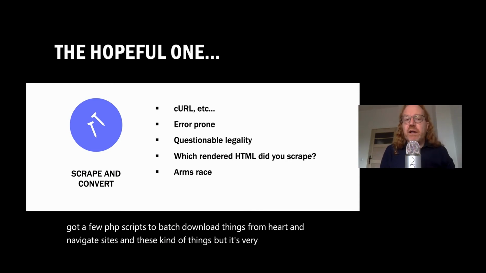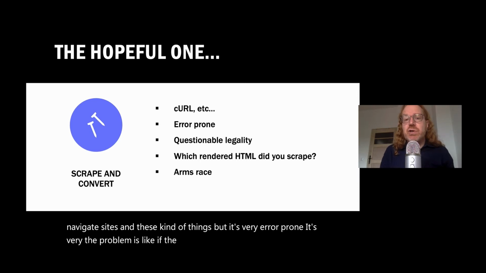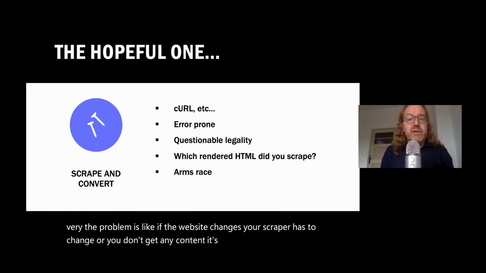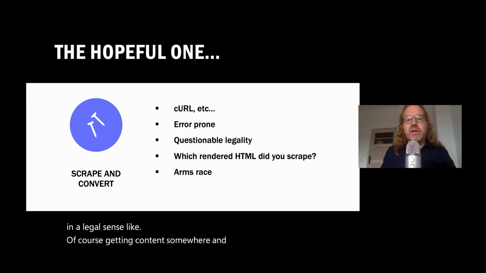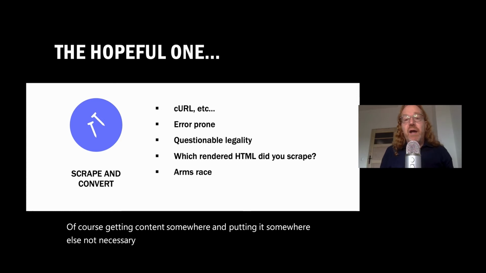The problem is, if the website changes, your scraper has to change or you don't get any content. It's also questionable in a legal sense, of course: getting content somewhere and putting it somewhere else is not necessarily the nicest thing to do. And as I said, HTML gets generated on the fly for different environments nowadays. So which of the rendered HTML did you scrape?